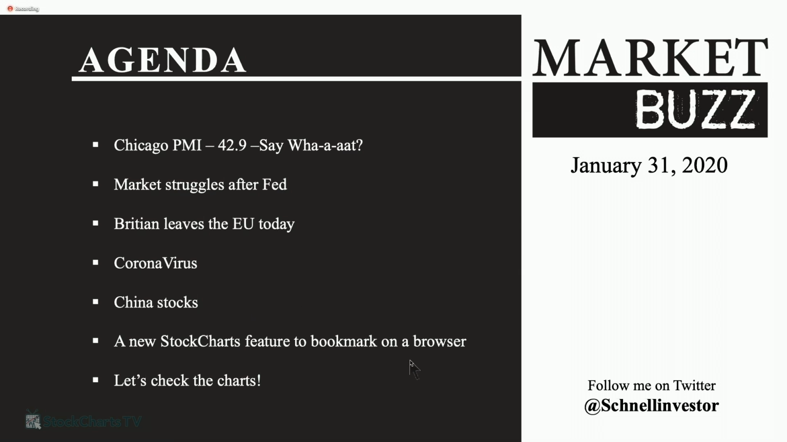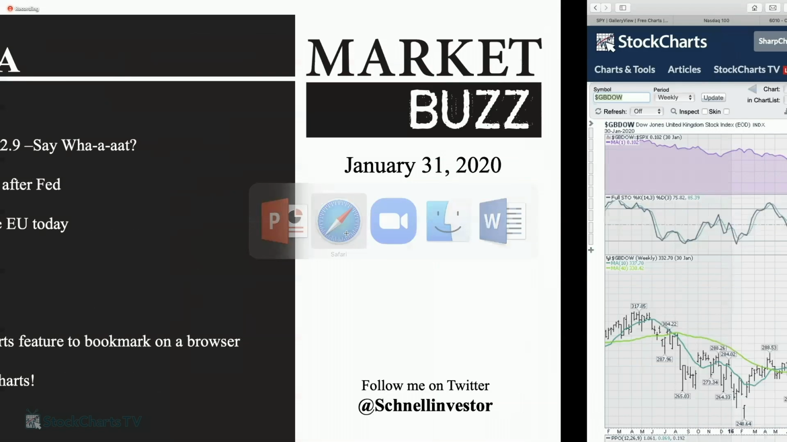A new StockCharts feature is showing up here. I've already played with it a little bit, but I want to bookmark it on my browser. It's such a nice place to go and get the whole piece of data all in one spot. So we're going to cover off a lot here. Let's jump into the charts.